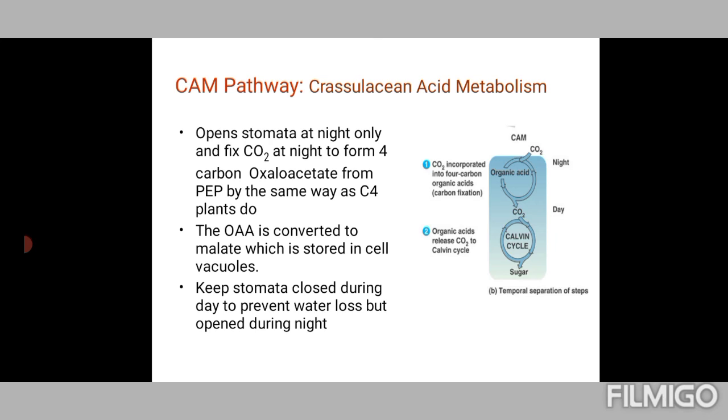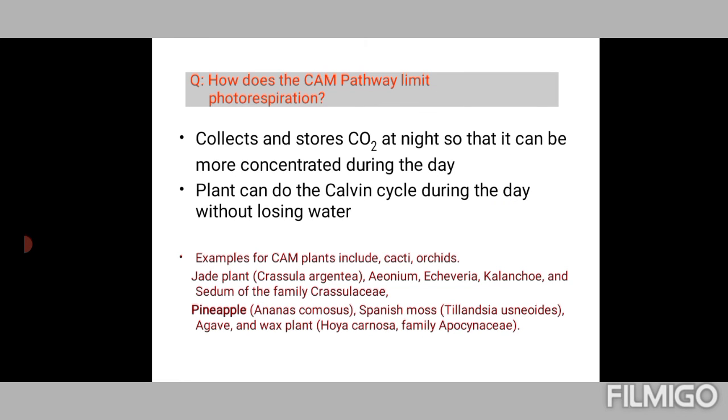So basically this is conserved as organic acids, and during daytime the organic acids are split to release carbon dioxide, which will be channeled to the C3 cycle. So this is the strategy of CAM plants. They collect carbon dioxide at night, and during daytime the Calvin cycle is done. So they save precious water also. The examples are cacti, orchids, and the more familiar pineapple.